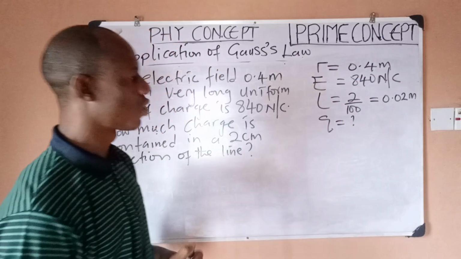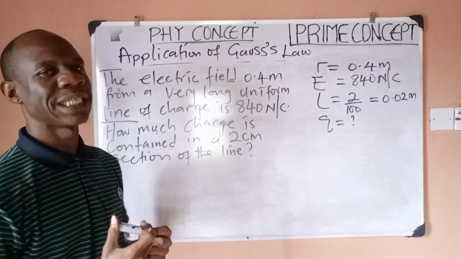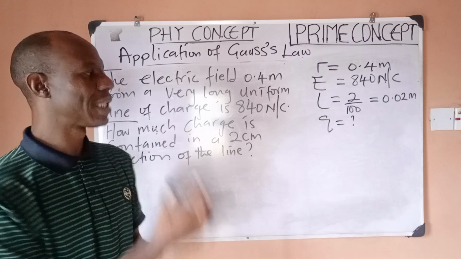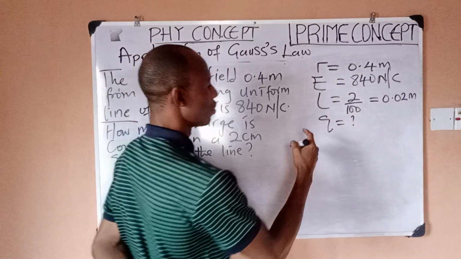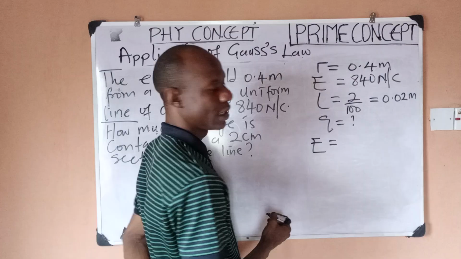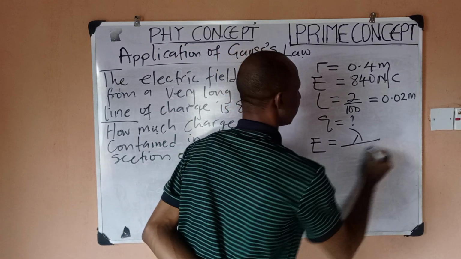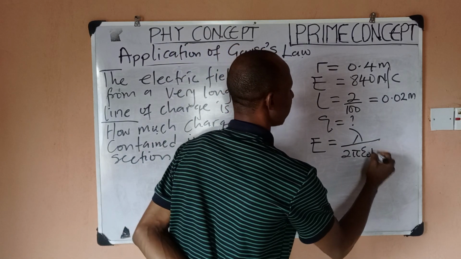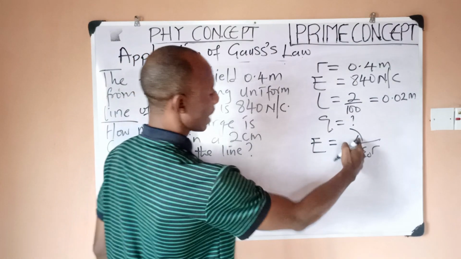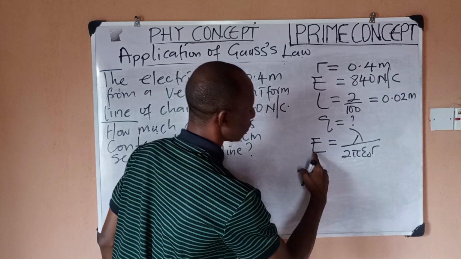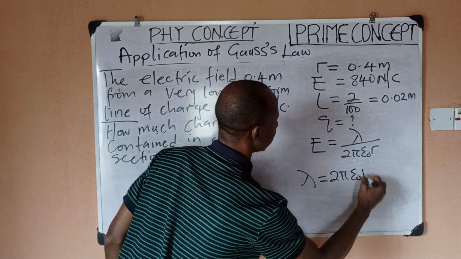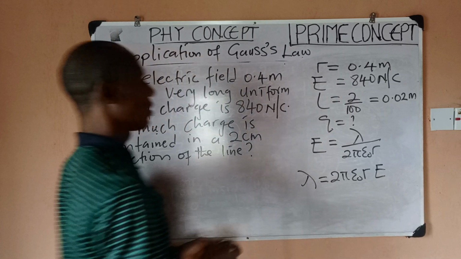Now this is what we are going to do. First, we need to find the linear charge density, and then from there we can get the charge within this length of 0.02. Now we recall the electric field for a linear charge distribution: E is lambda divided by 2 pi epsilon naught r. Now we're trying to find lambda, so lambda is going to be 2 pi epsilon naught r times E.